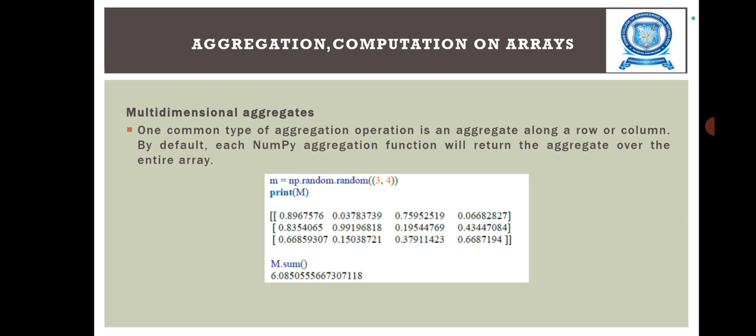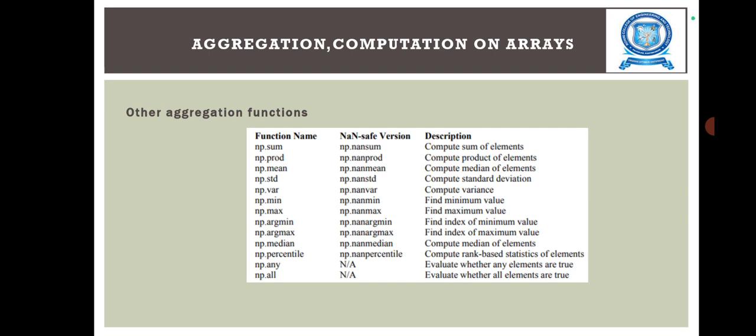For example, m equal to np.random of 3, 4. That means it represents 3 rows, 4 columns. Here, first we see what values are inside the array. In this example program, you are going to find the sum value. So what you have to do is the m.sum function. It will add all the values inside the array and you will get one answer. Aggregate functions take an additional argument specifying the axis along which the aggregate is computed.